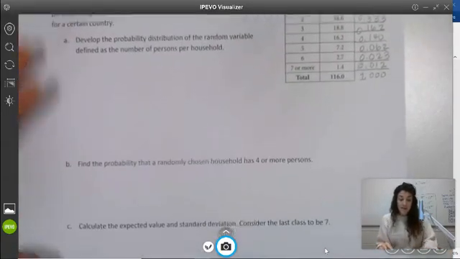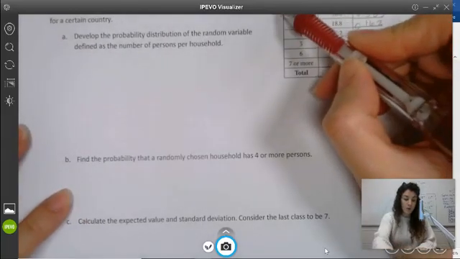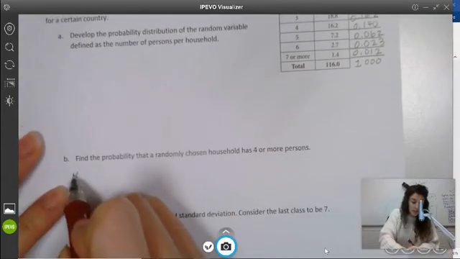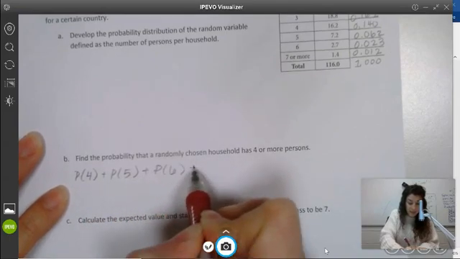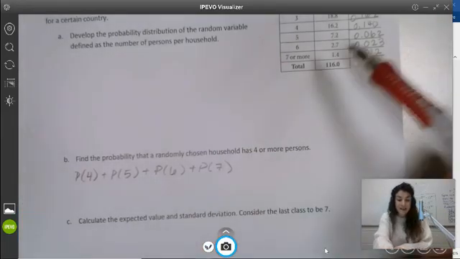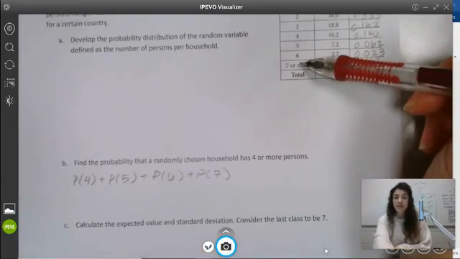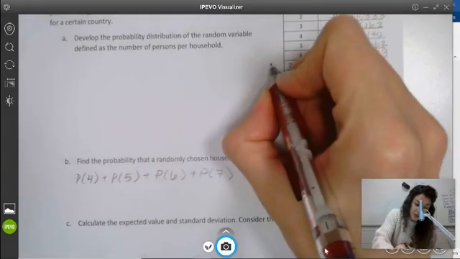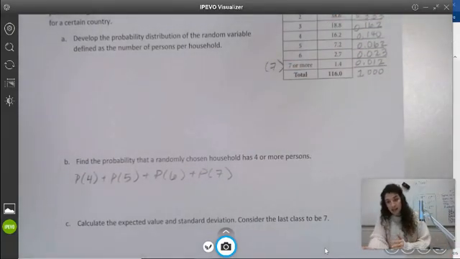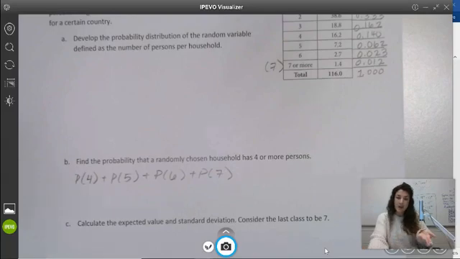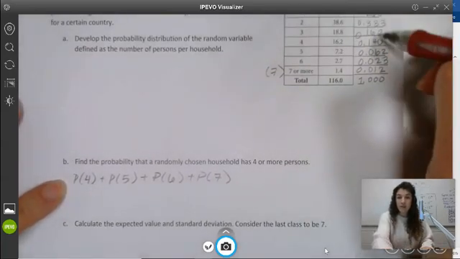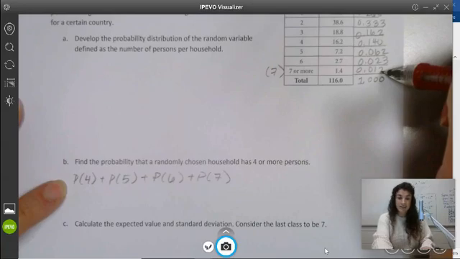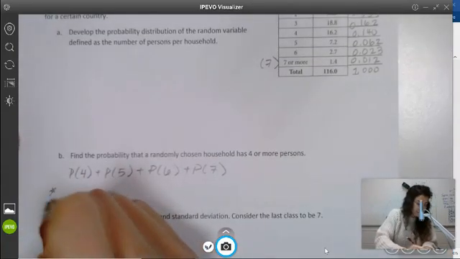Okay. We're going to find the probability that a randomly chosen household has 4 or more persons. So that means the probability of 4 plus the probability of 5, probability of 6, or the probability of 7 or more. When we start to actually calculate this, we deal with this as just 7. Is it accurate? No, but we're saying the number 7 is going to represent 7 or more. All right, so all we need to do is add each of those probabilities, probability of 4, 5, 6, and 7 or more. Go ahead and find that for me.